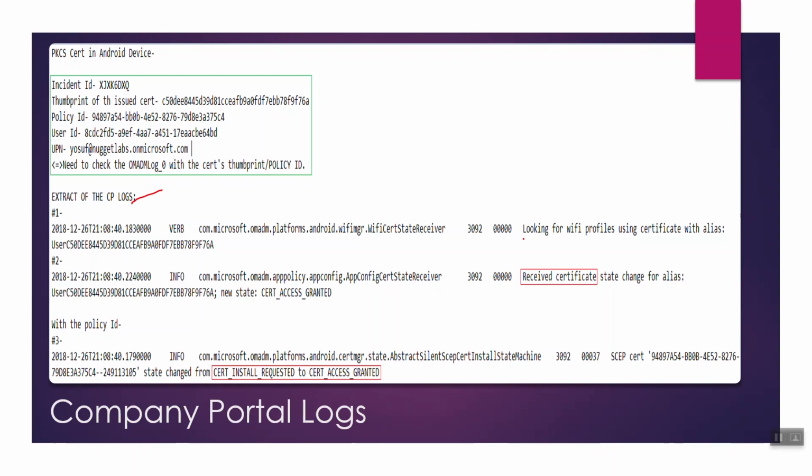First it's going to say that it is looking for a Wi-Fi profile using certificate with alias this. Then it is going to say that it received a certificate, and then it is going to say that the status changed from cert install requested to cert access granted. This actually means that the profile has got installed and the certificate has got installed. And if you notice, the thumbprint of the certificate which got installed, this is from the end device.